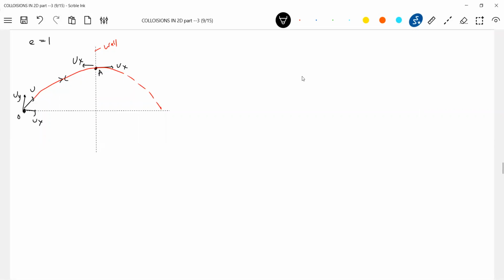What is the time taken to move from O to A? And what about this distance? Shall I say, half of the range. So TOA plus TAO should be equal to 2uy by g. And what about this distance OB? OBx should be equal to half of the range.